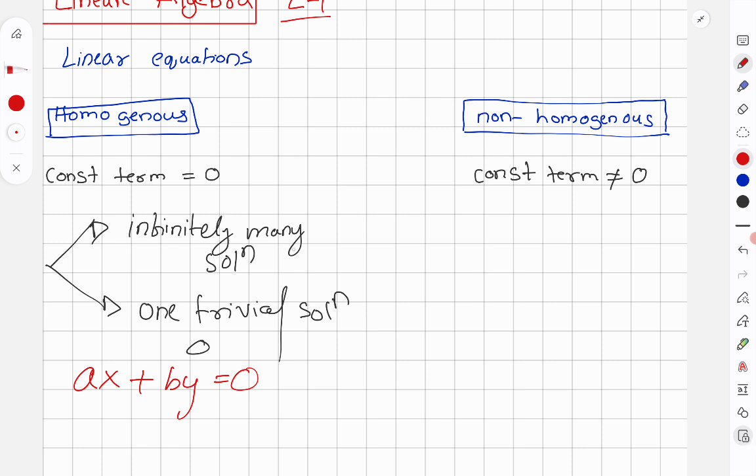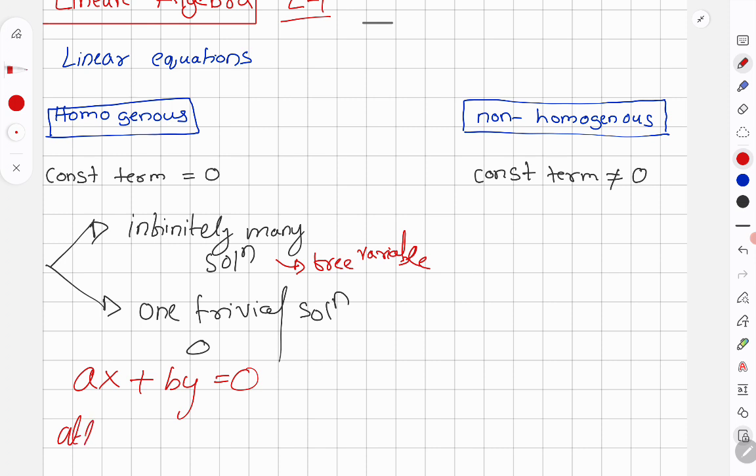How? Infinitely many solutions depend on the free variable. You will see it with an example; I will show it to you. And there is a case where it will always have a trivial solution, that is 0. 0 will always satisfy this equation. If you put 0 comma 0, it will always satisfy the equation. So there is no possibility that it doesn't have a solution. It has at least one solution.